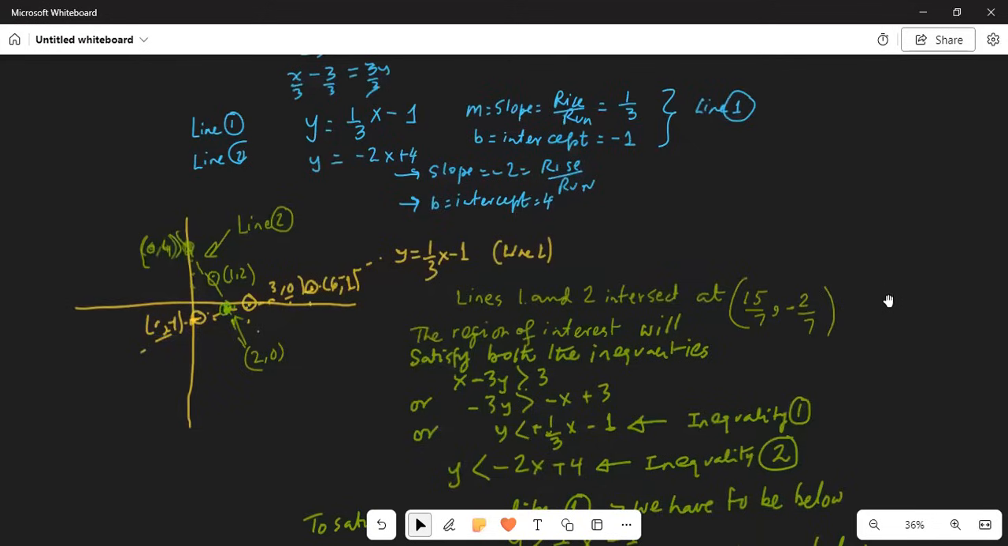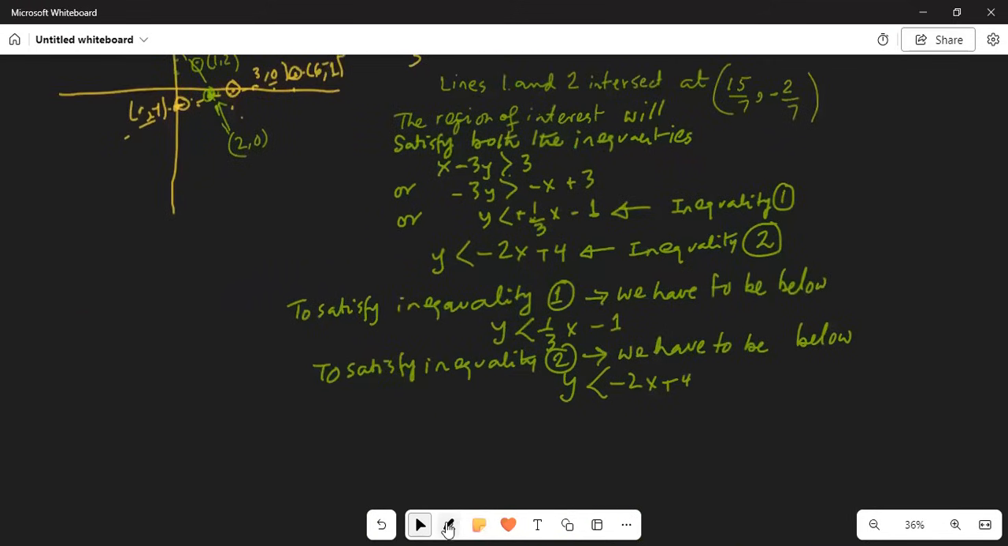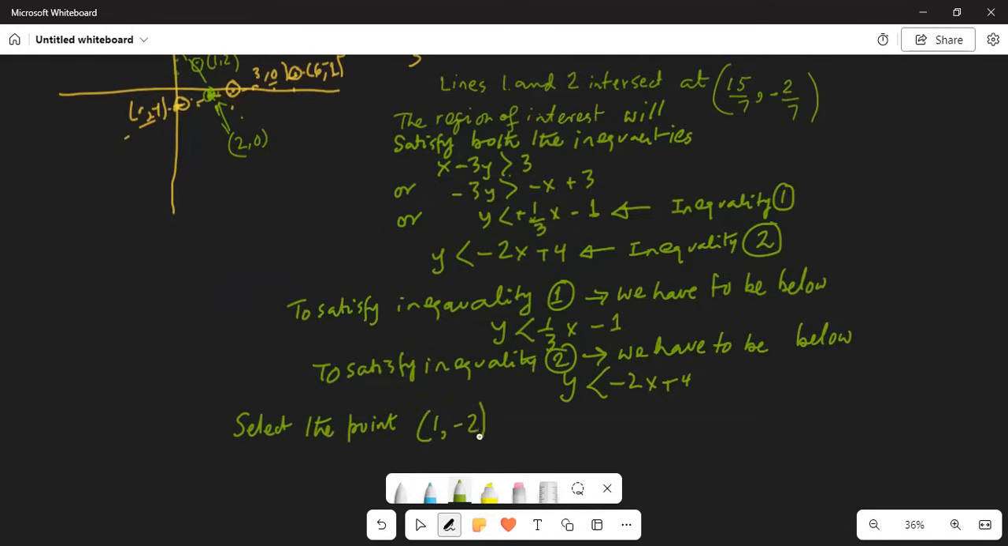So let's select a point such as (1, -2), which is below both the lines.